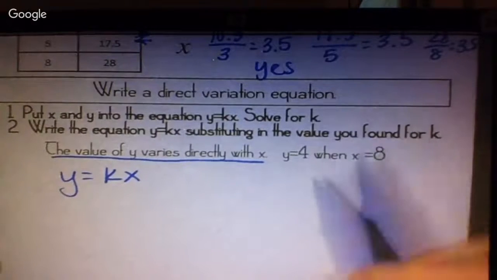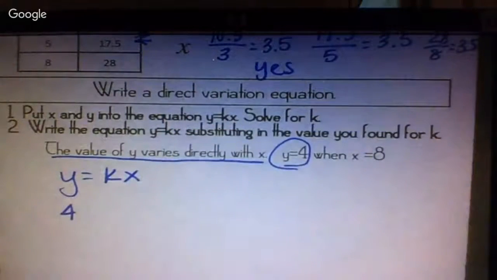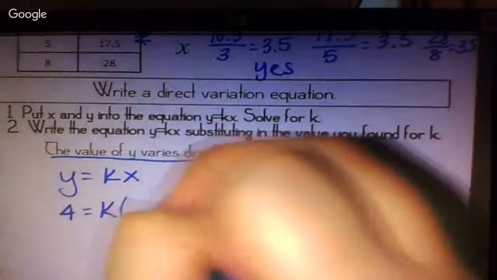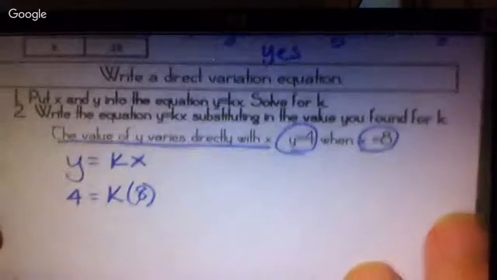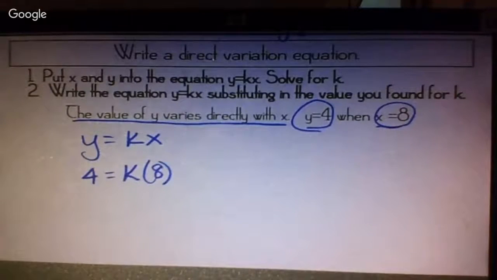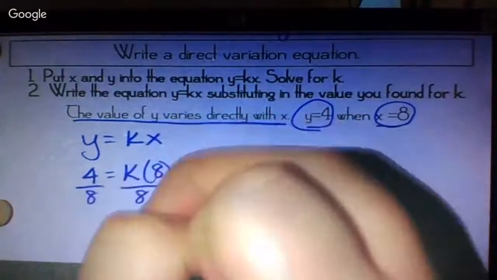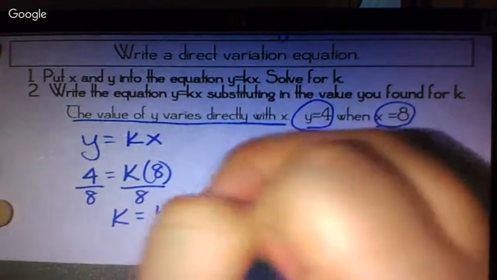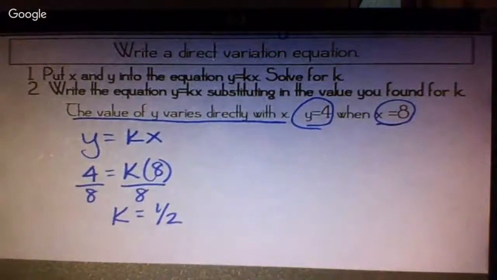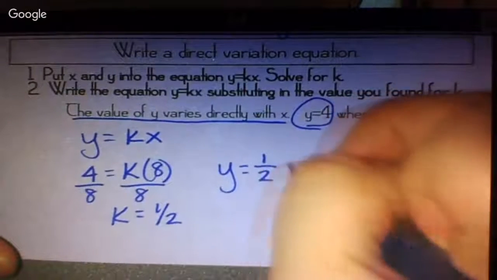So my y is 4. My y is going to be replaced with 4. I don't know what k is, but I know x is 8. I need to get k by itself now. Divide both sides by 8. So what does k equal? 1/2. So now it says write me an equation. My actual equation is y equals 1/2 x.